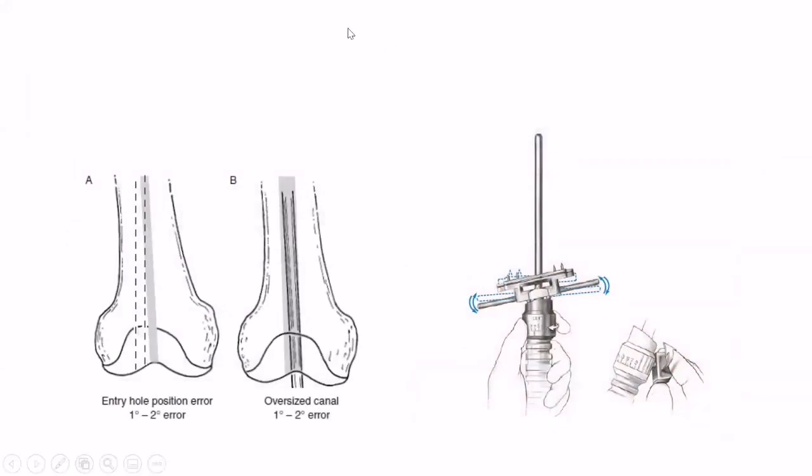What we are saying here is that when the entry point is positioned wrongly, as you go more lateral, you may have 1 or 2 degrees of valgus angle, and it will cause a varus cut. Another thing is oversizing the canal. If you have an oversized canal and you choose a small diameter IM rod, it will toggle, and there will be a 1 or 2 degrees error.